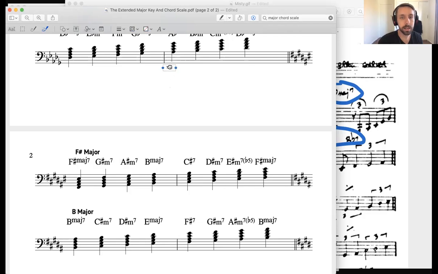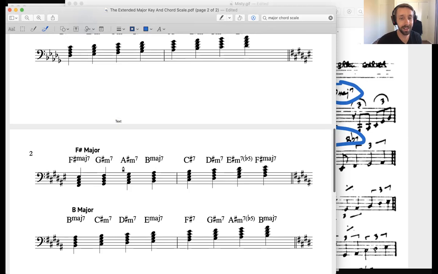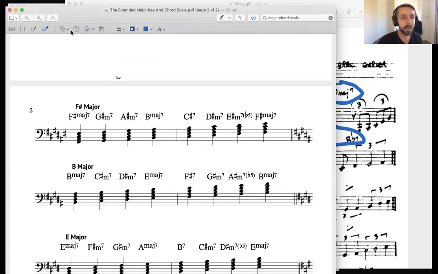Oh, that's tiny. Oh, that's not right either. Okay, we're going to have to do it down here. Where is it? So we can think in terms of G flat major. Can I make that bigger? There must be a way. There we go.